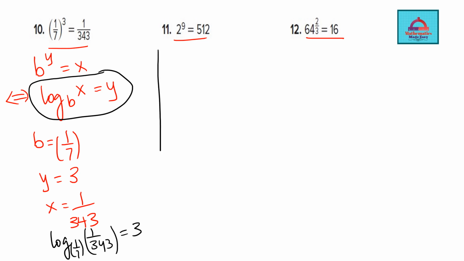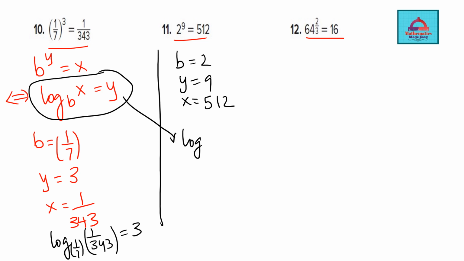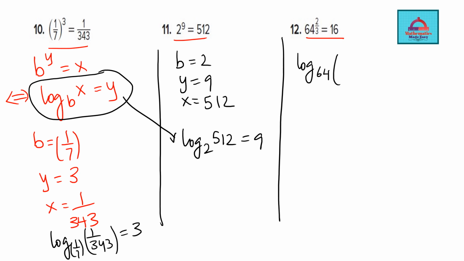Let's now do the next one. So here the base is 2, the power y is 9, x is 512. So we will use the same formula and our final answer will be log 2 of 512 is equal to 9. Now I will directly proceed to the answer for this question because now you know how to do it. So log, base is 64, your value of x is 16, so this is going to be 2 over 3. So that's your final answer.